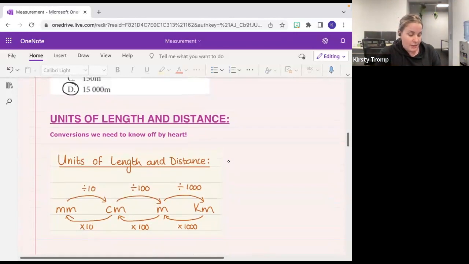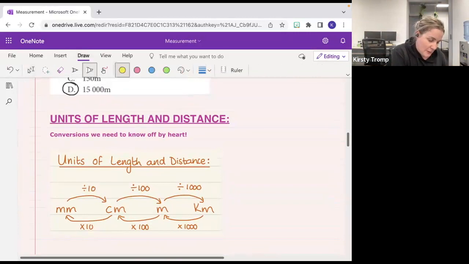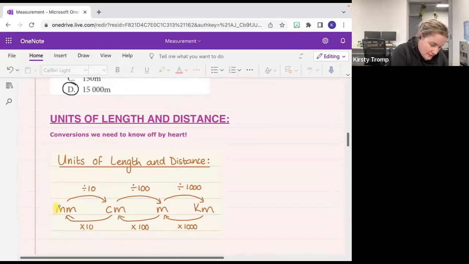When we have millimeters, in order to get from millimeters to centimeters, what do we do? Those ones are nice and easy. I always think of it like my ruler, and in my exam or in my test, I normally have a ruler on me. I know that I need to divide by 10 to get from millimeters to centimeters. To get from centimeters to millimeters, I times by 10.